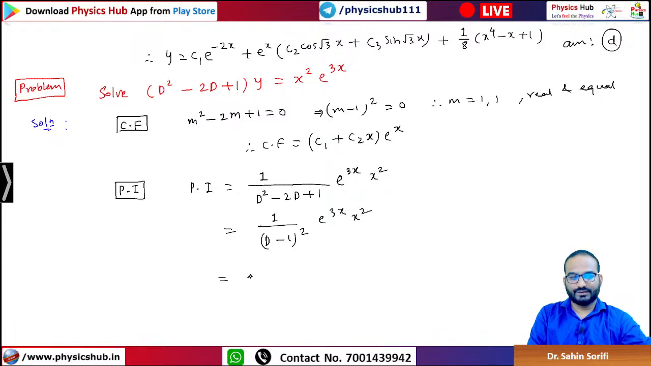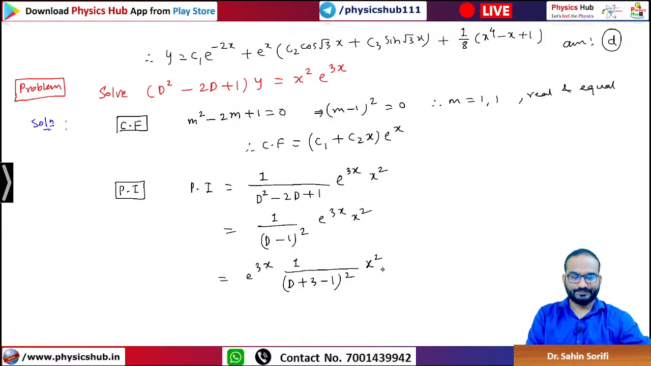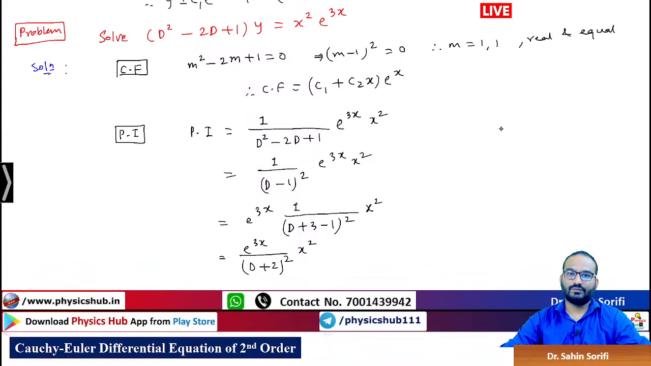So if you take this e to the power 3x towards the left, 1 upon f of D plus a, so D plus 3 minus 1. e to the power 3x we have already taken to the left, so only x square will come. Okay, so this is e to the power 3x by (D plus 2) whole square x square. Now again, as we have an x square polynomial, we have to expand it in series.